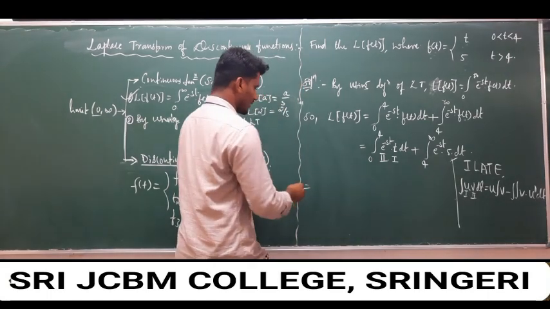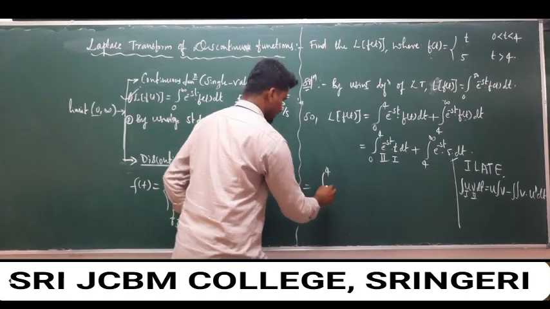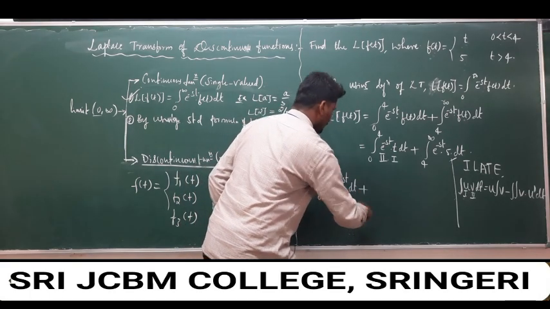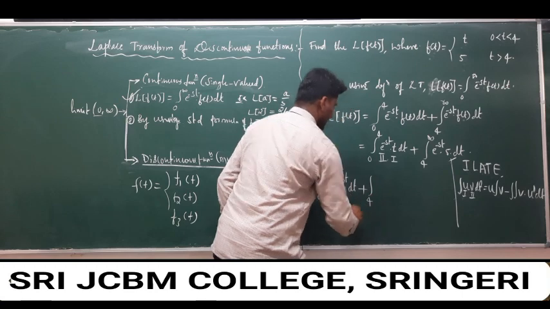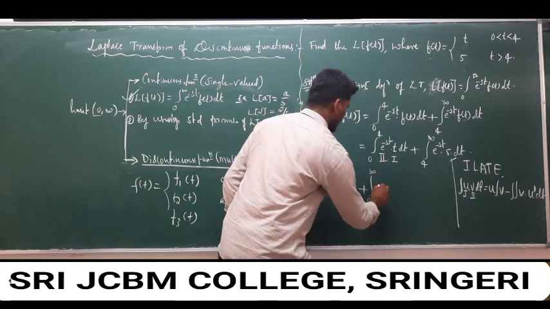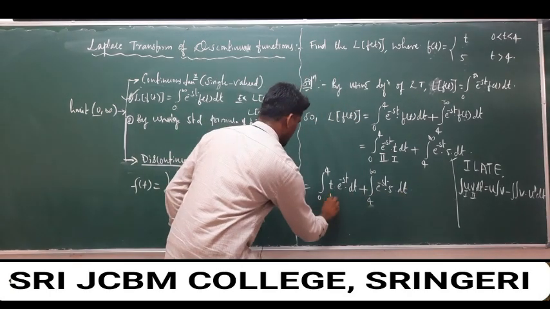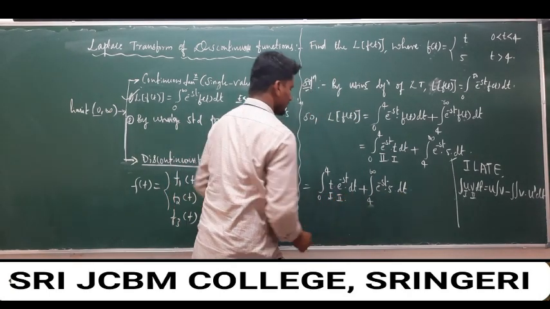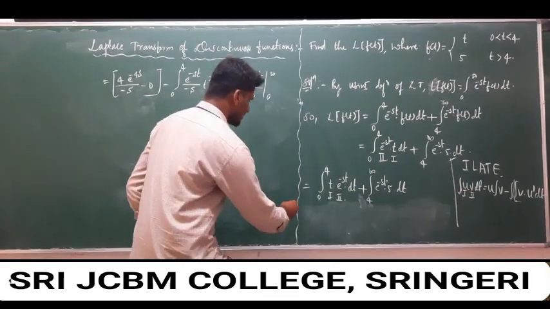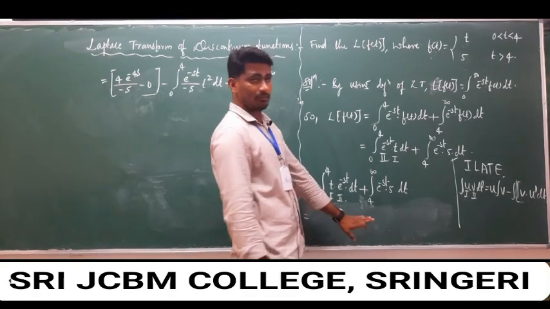So I will rewrite once again: integration 0 to 4, first term t into e to the power minus st dt, plus integration from 4 to infinity, 5 times e to the power minus st dt. So this is the first term and this is the second term, and apply the by parts method.